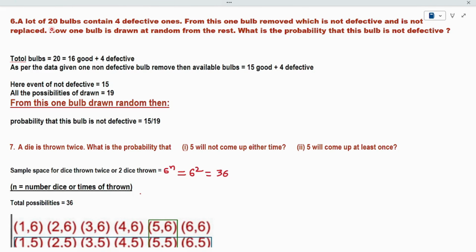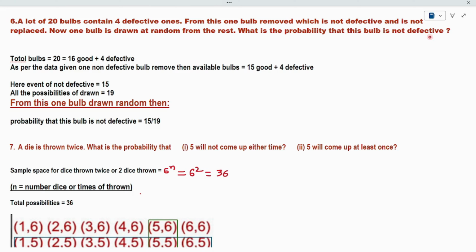So a lot of 20 bulbs contains 4 defective ones. From this, one bulb is removed which is not defective and is not replaced. Now, one bulb is drawn at random from the rest. What is the probability that this bulb is not defective? So, I have total 20 bulbs. In the 20 bulbs, 4 are defective. Means 16 are good bulbs and 4 are defective.